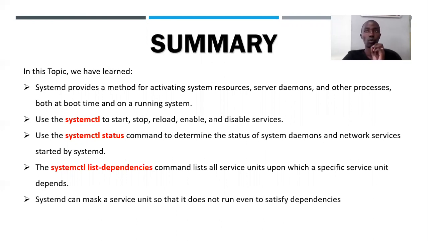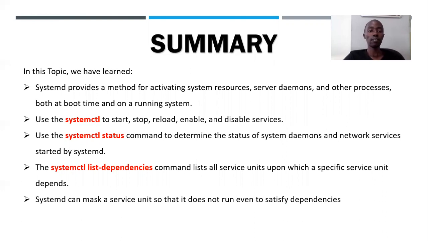So you've seen that we've been concentrating so much on daemons because we are talking about a service, which is a collection of one or more daemons. That's why we're talking about sshd, crond, cupsd. You see, we have the d coming at the end. Then we also have the systemctl list-dependencies command, which lists all service units upon which a specific service unit depends.